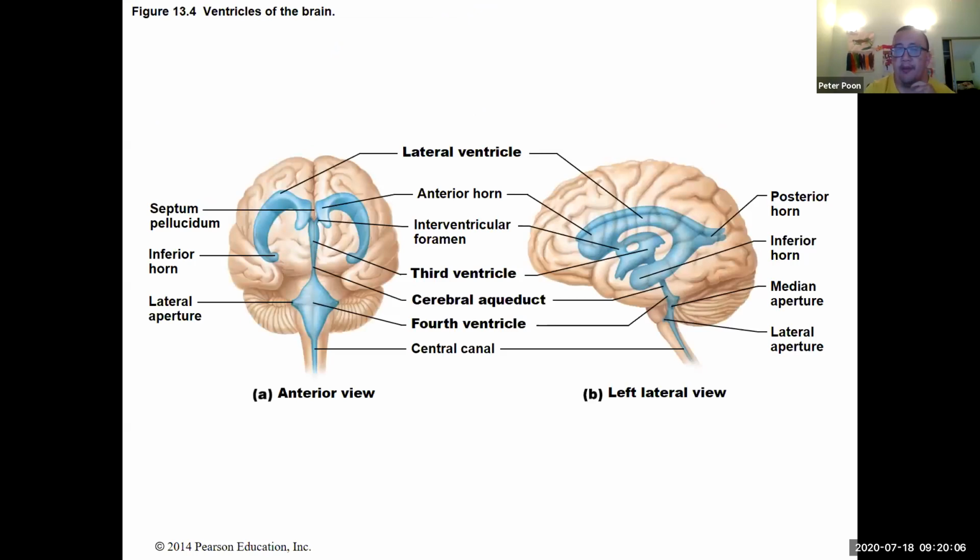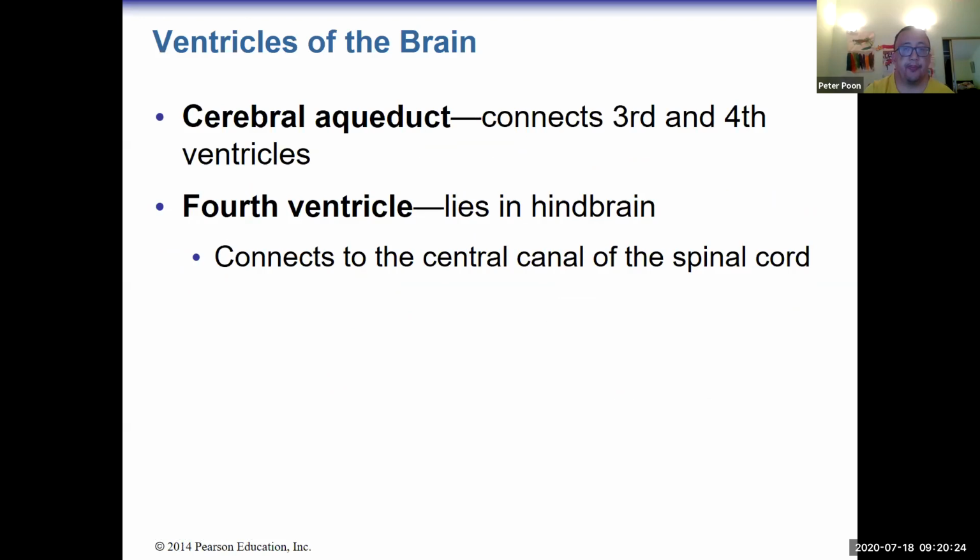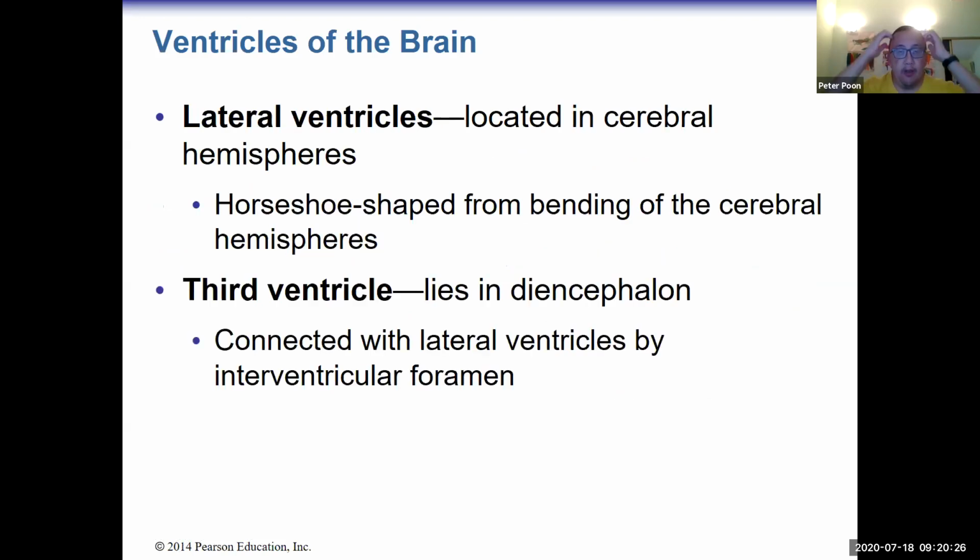You definitely have to be aware of where they are, but you don't have to know the subparts of the ventricle, right? So you don't have to know the anterior versus posterior horn. You just have to know this C-shaped thing right here is the lateral ventricle, okay? Or the apertures and stuff like that, okay? So the lateral ventricles are located in the cerebral hemispheres, okay? The third ventricle lies in the diencephalon.